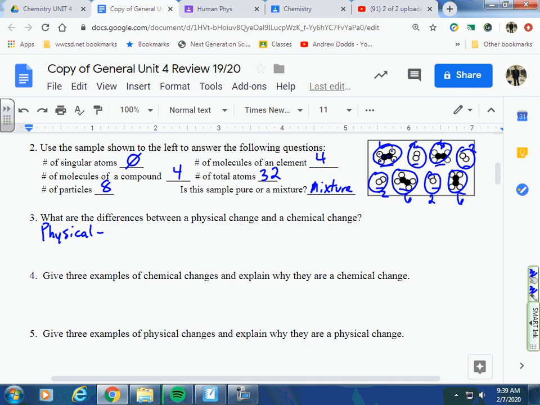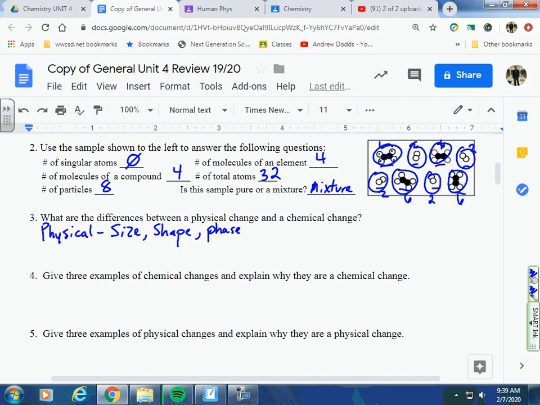You can apply heat, but you could do that with both changes, really. Physical change, what this means is your starting substance is still going to be the same stuff at the end. This is just when you change the size of it or the shape of something. It's a change in size, shape, or even phase.